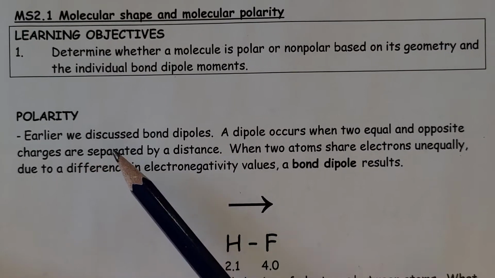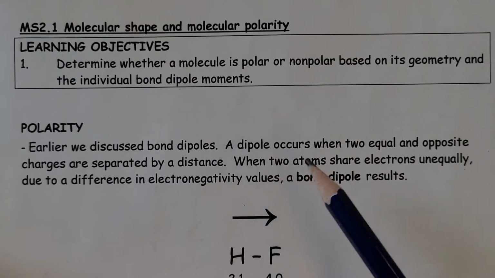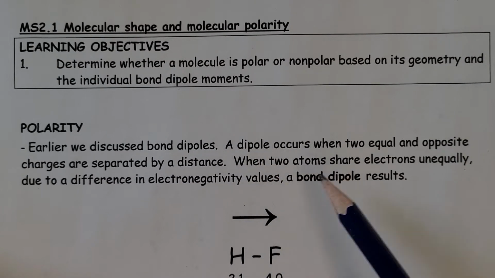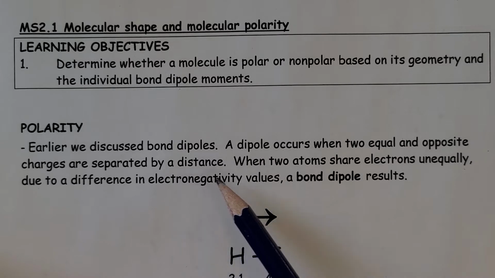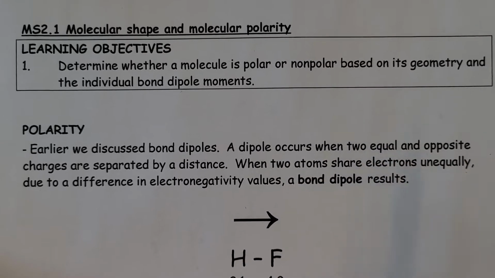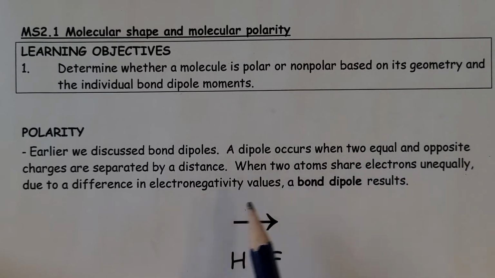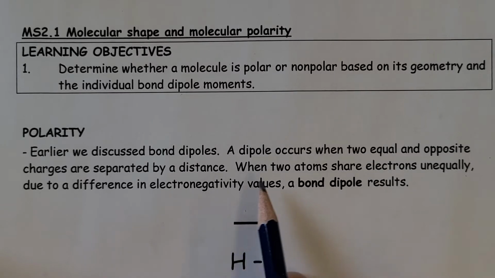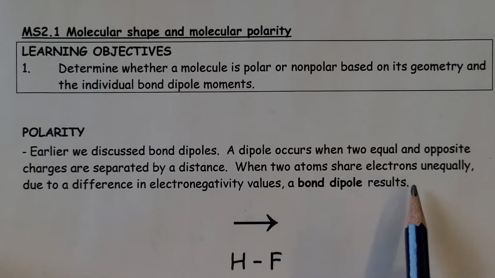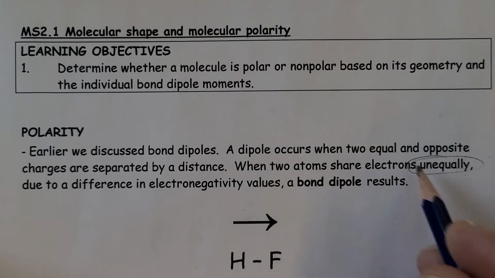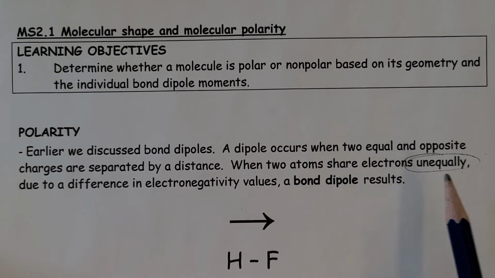So polarity. Earlier we discussed bond dipoles. A dipole occurs when two equal and opposite charges are separated by a distance. When two atoms share electrons unequally due to a difference in electronegativity values, a dipole results. And by that I think I said equally, but I meant unequally.